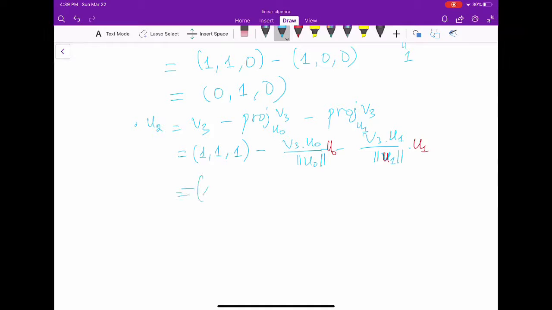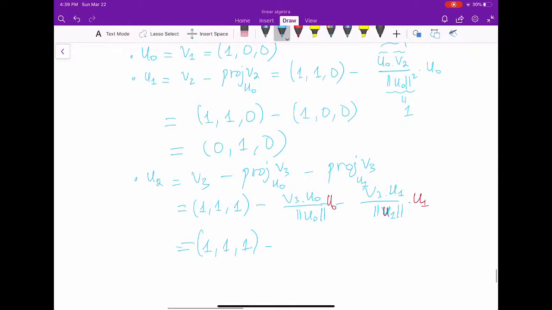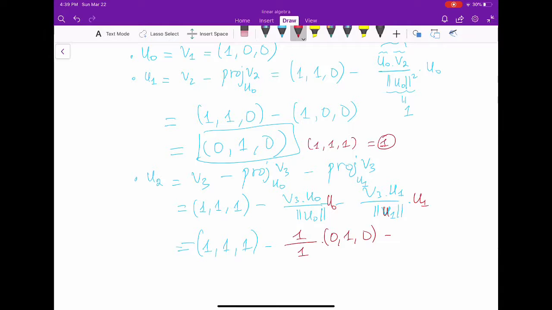Okay, so that is 1, 1, 1 minus, I think you can check it easily, because this is U1, right? So if you multiply with 1, 1, 1, you get 1. So I have 1 in here. The norm of U1 is also 1, so I have 1 over 1 times 0, 1, 0. Then V3 with U0, oh no, I just calculated this one. That is 1 over 1, right? And then U1 is 0.